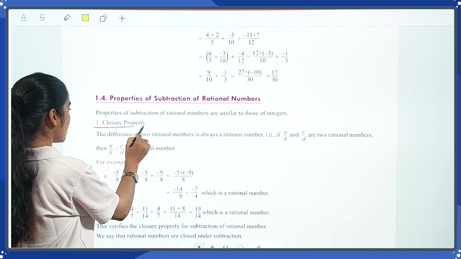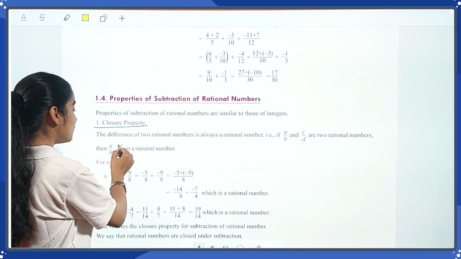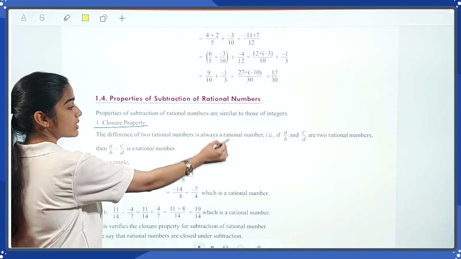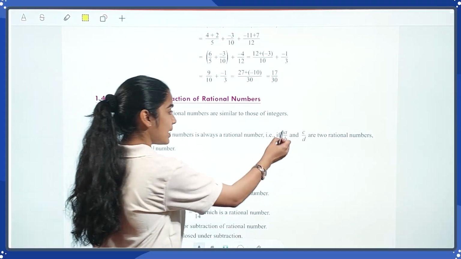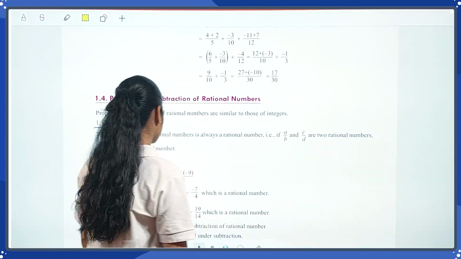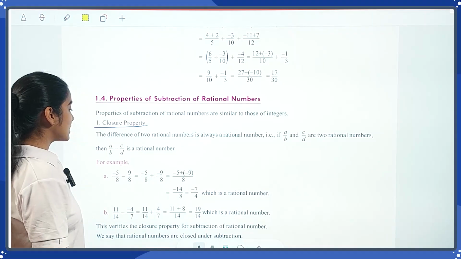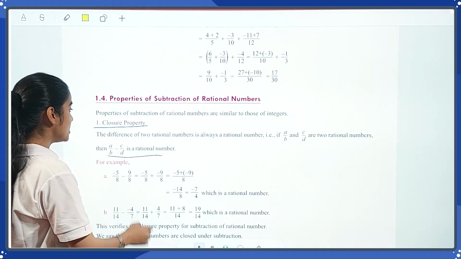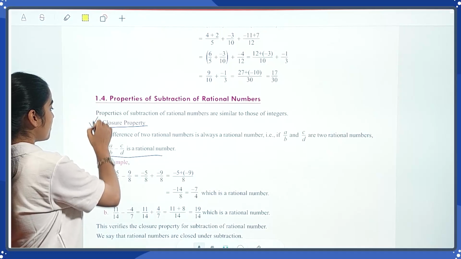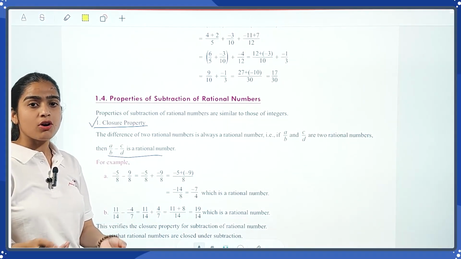The first one is closure property. The difference of two rational numbers is always a rational number. So if a by b and c by d are two rational numbers, then a by b minus c by d is a rational number. It means that closure property applies over subtraction of rational numbers.